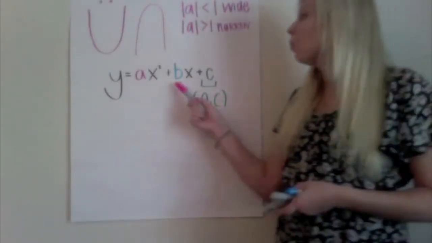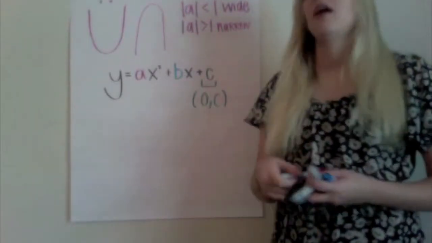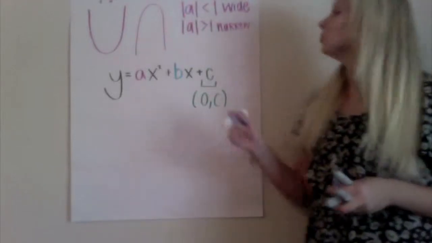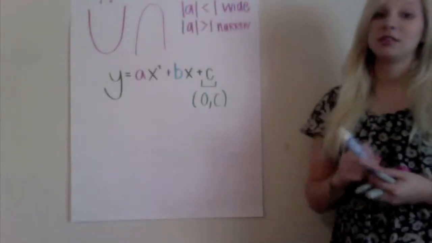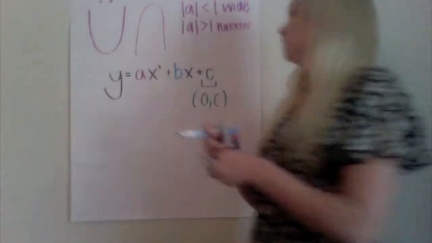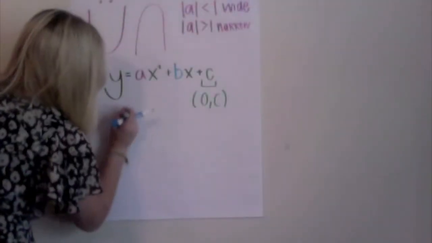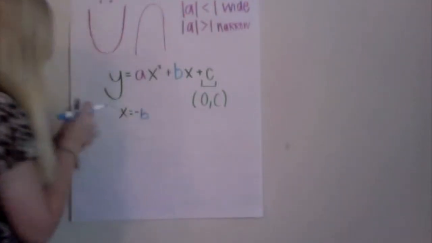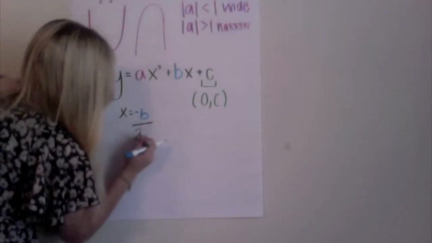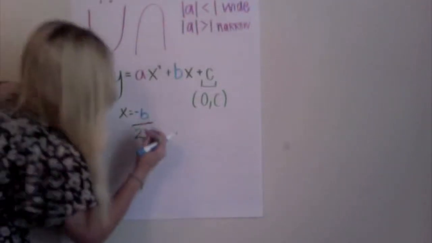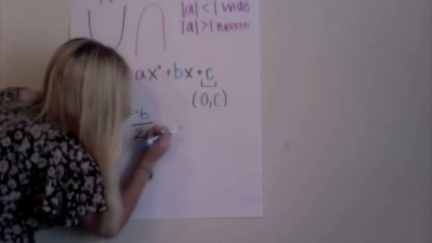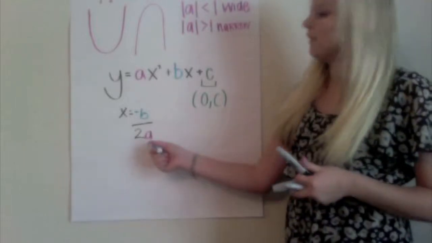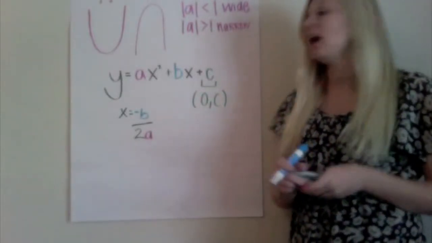Now you may be wondering what it is that we can do with this b. And luckily there is something, but it's not quite as straightforward as your a and c. Your b helps you find your axis of symmetry. Your axis of symmetry is the equation x equals negative b over 2a. So for the b, there's nothing it can tell you on its own, but when you combine it with your knowledge of a, you can find the axis of symmetry, x.